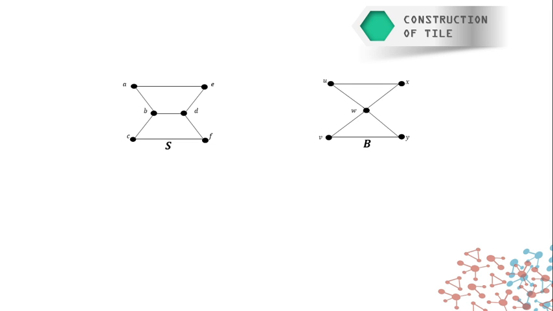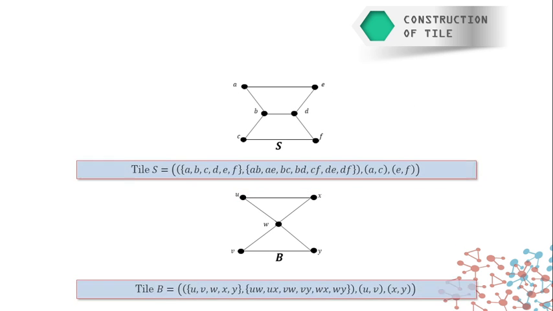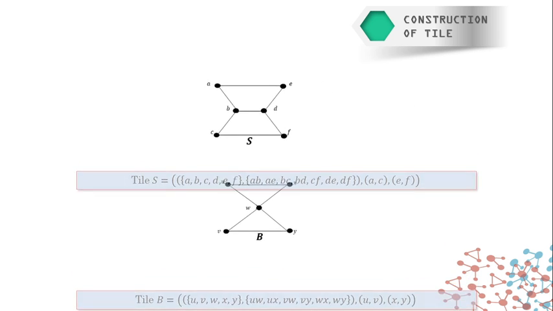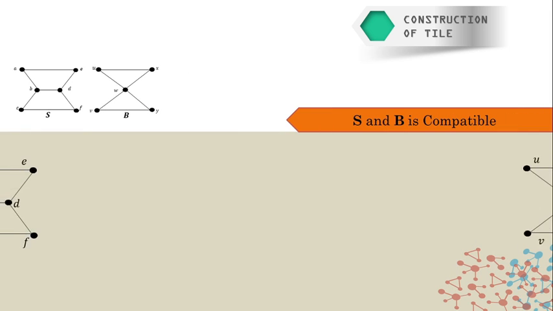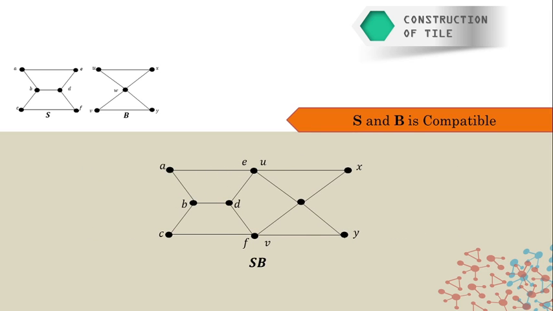Therefore, the first thing to do is construct tiles. There are two tiles, tile S and tile B. If tile S and tile B are compatible, then the catenation of the two is SB, where R1 corresponds with L2. From the figure, it can be seen that vertices E and F of tile S are identified with the vertices U and V of tile B respectively.